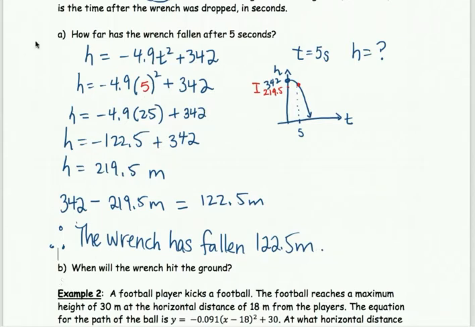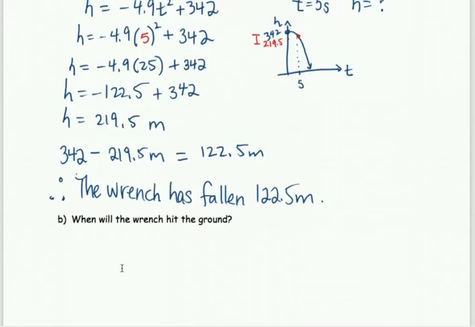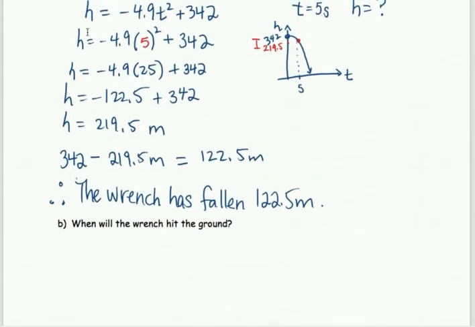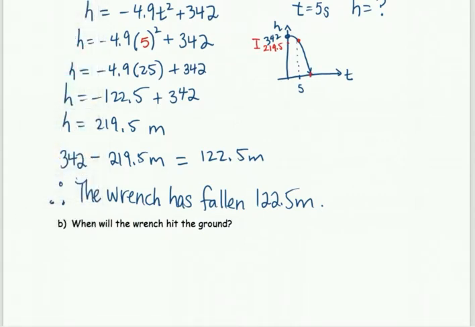Okay, let's try the second part now. Part B: when will the wrench hit the ground? We are trying to figure out, using our little sketch here, when it gets to the ground. So here's the ground, it hits right there, say. What time was that? How many seconds later was that? We know about here was 5, and this graph is just a rough sketch, not to scale. When it crashes into the ground, how many seconds later was that? That's what we've got to find.